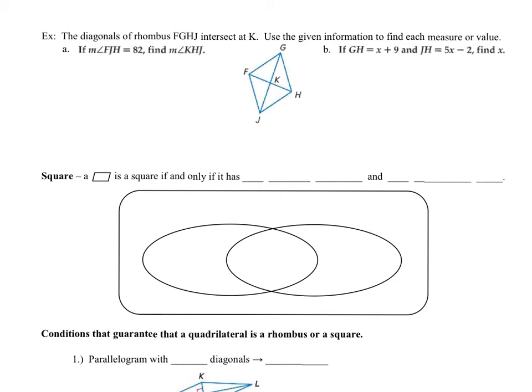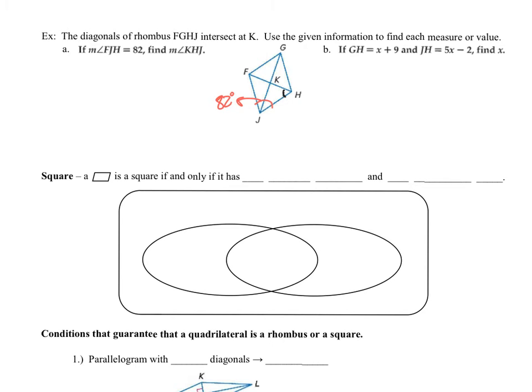Okay, so let's see if we can use what we have learned about rhombi. Rhombi is plural of rhombus, by the way, to solve a couple of problems. So in this example, we're told that the diagonals of rhombus FGHJ intersect at K. Use the given information to find each measure or value. So let's start with letter A that says, if the measure of angle FJH, so if that whole red angle measures 82 degrees, we're being asked to find the measure of angle KHJ. So we're going to find the measure of this angle.